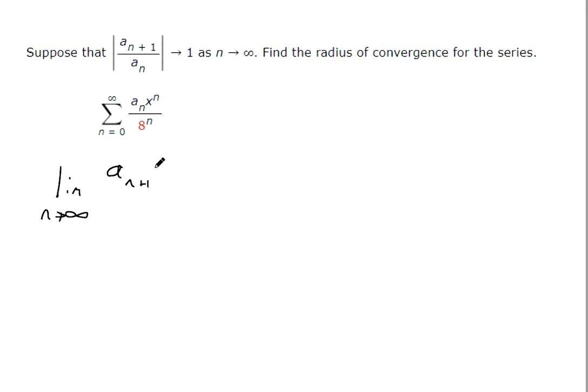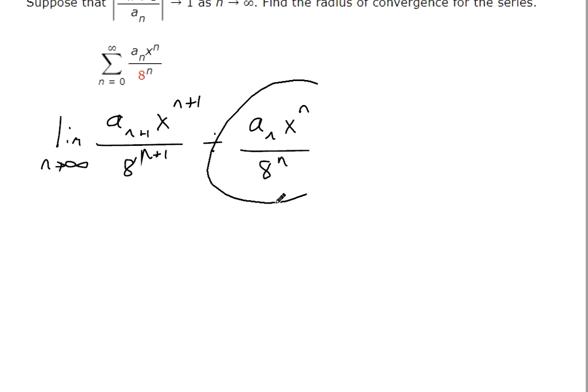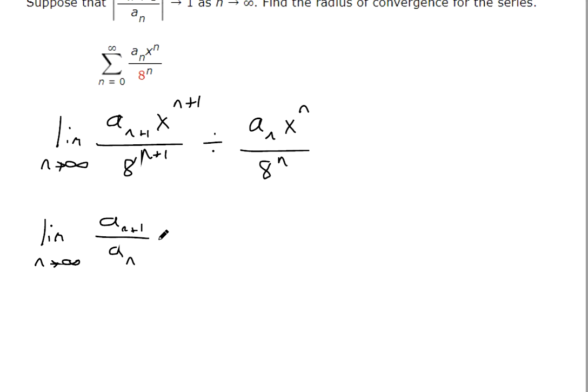a sub n plus 1 times x to the n plus 1 power over 8 to the n plus 1, divided by a sub n times x to the nth over 8 to the nth power. So we can flip and multiply the second fraction. So this is going to be a sub n plus 1 over a sub n times, sorry, I'm probably doing too many steps at once here. Let's just keep this fraction. And we're going to flip and multiply the second fraction.